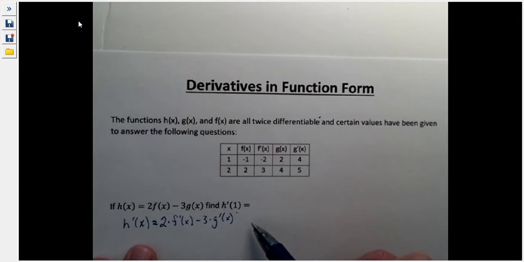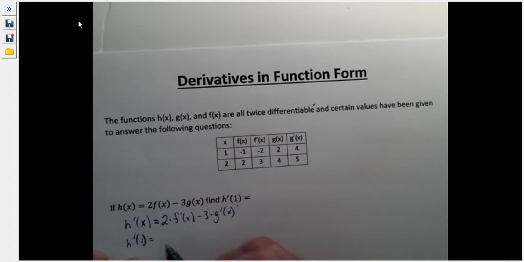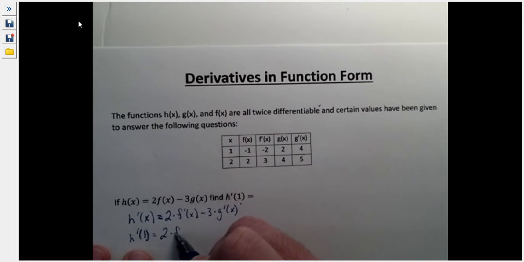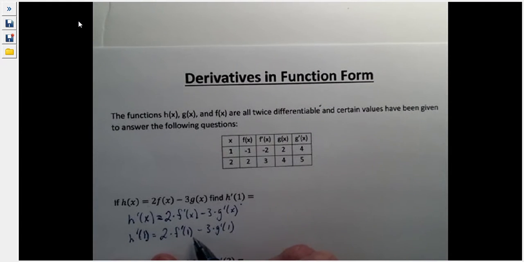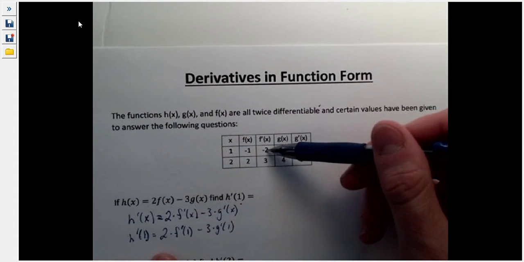Then we're going to say h prime at 1, which means I've plugged in 1 for x. So what am I going to do for all the other x's? I'm going to plug in 1. So 2 times f prime at 1 minus 3 times g prime at 1. Well, what is f prime at 1? That's where my table comes in. f prime at 1 is negative 2.